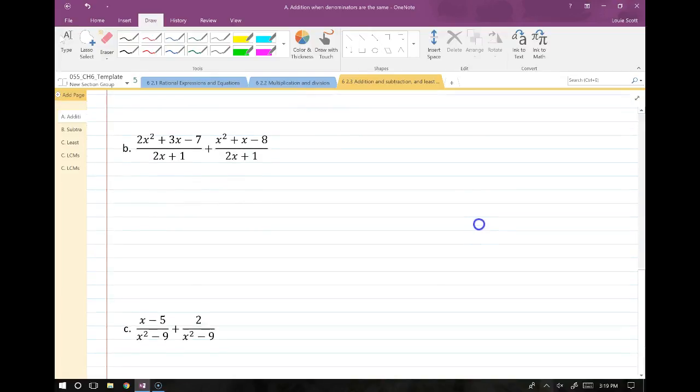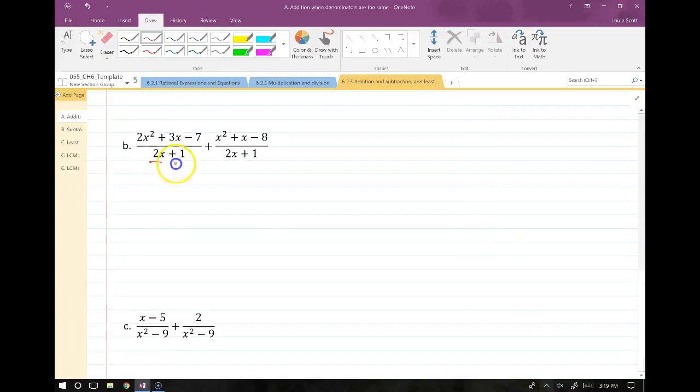Okay. Moving on. We have matching denominators again, which means this is sort of an easy problem. So now we just add everything that's on the top. I have 2x squared plus a single x squared. That gives me 3x squared. I have 3x plus x. That gives me 4x. I have negative 7 minus 8. That gives me minus 15. And that goes all over that single denominator right there.